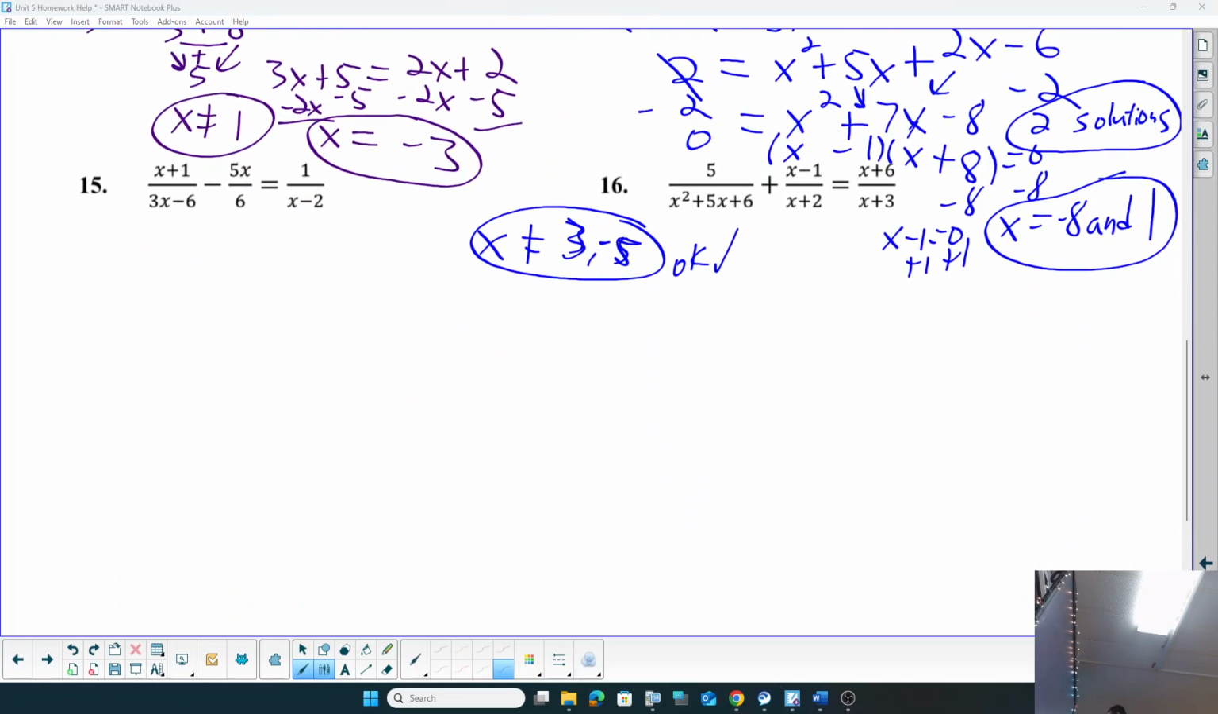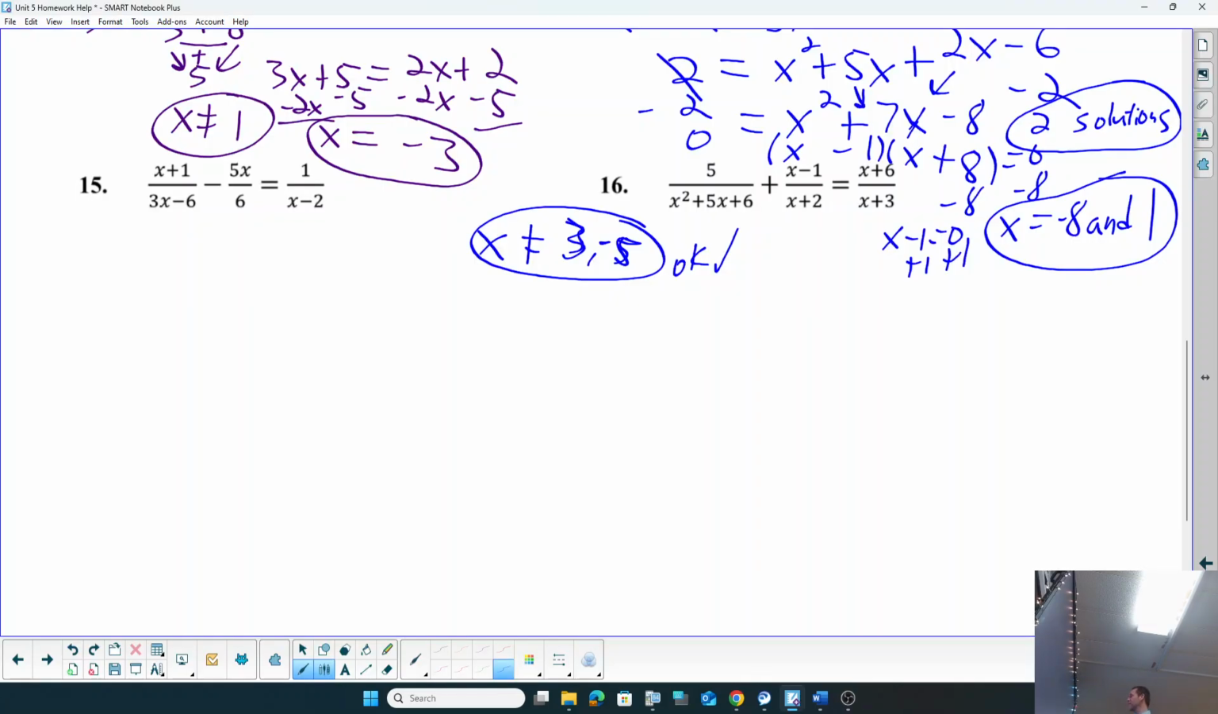Okay, so number 15. Let's see where we are in our video. Okay, we're almost done with this video. It gets a little tougher. So then we have to get a common denominator on this one by pulling out a 3 first. And so when you pull out a 3, you're left with x minus 2.